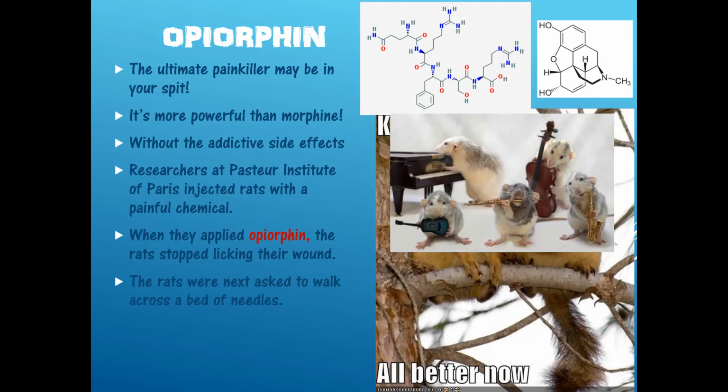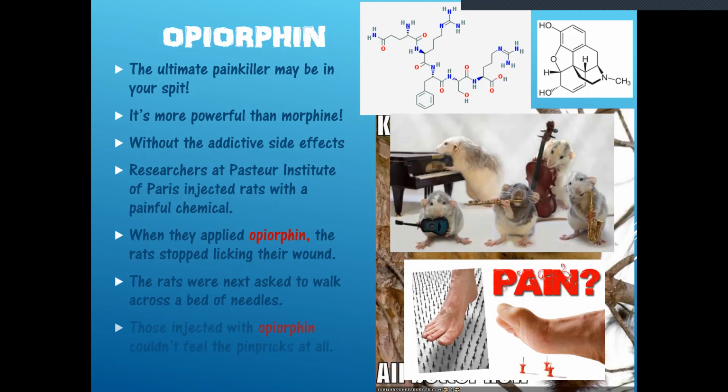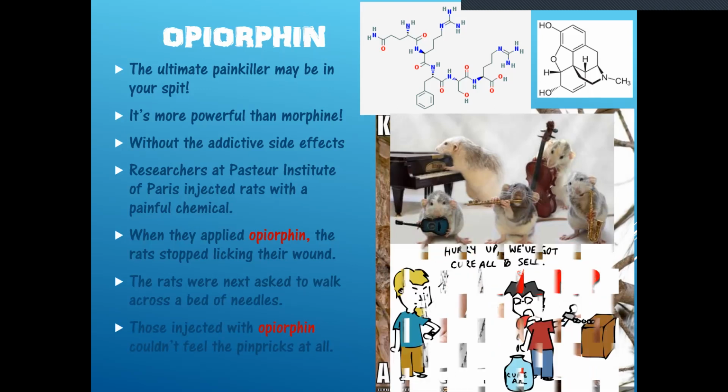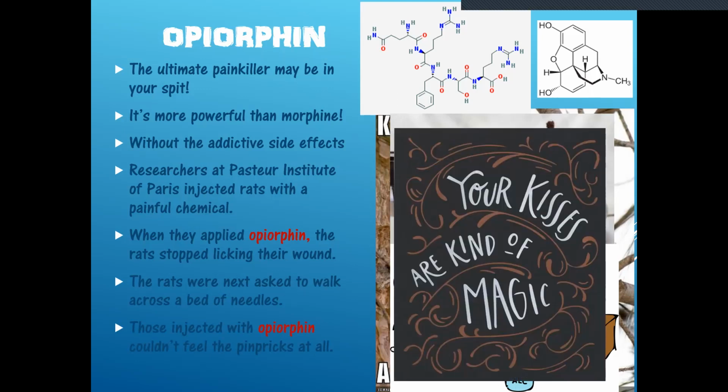And then they said to the rats, okay, now that we spit on you, walk over a bed of nails. And they did. Really crazy. There had to be food on the other side for them to do it. So the ones that had been injected with the opiorphan, which had been isolated from human spit, actually walked over the bed of nails, no problem at all. And so that is why kisses are kind of magic.